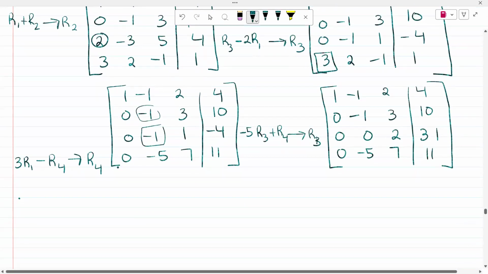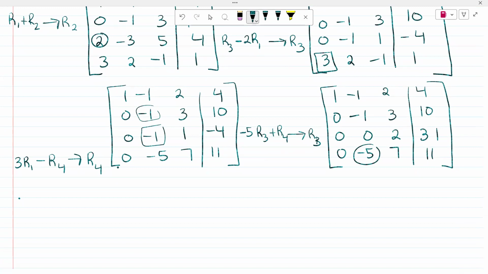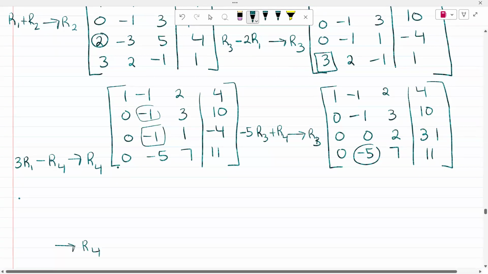Next is make this -5 to 0. So how would I do that? I would multiply -5 by row 2 plus row 4, and that will eventually make this -5 to 0. So -5 is technically in row 4. So it's going to be -5 row 2 plus row 4. And that'll give us your new row 4.